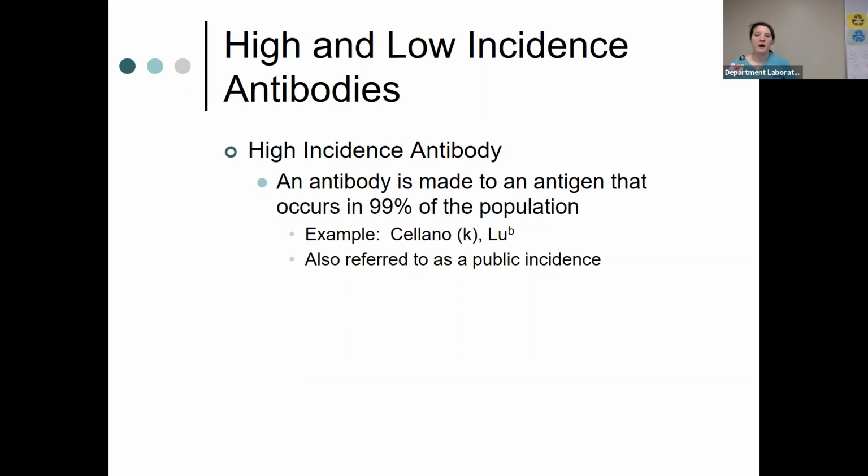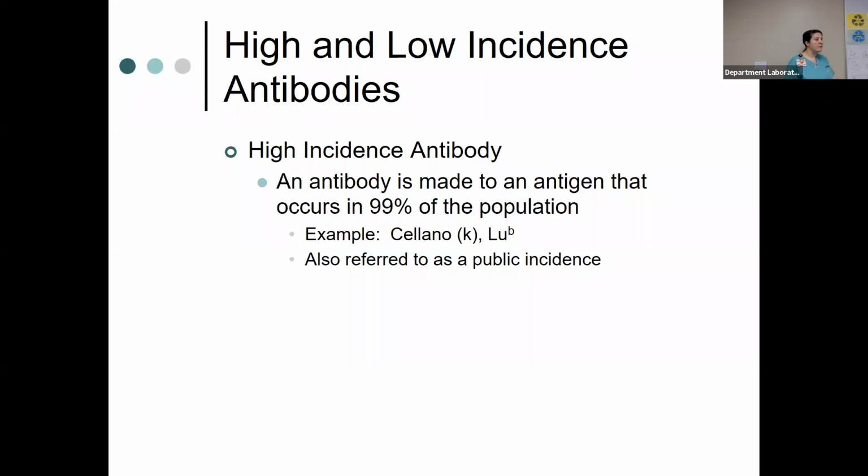All right, so let's think about if you have high and low incidence antibodies. And think about another word for incidence is frequency, right? So if you have a high frequency antibody, that means that an antibody is made to an antigen that the majority of the population has. It's a public antigen, and it's an antibody to a public antigen, okay? An example of that would be Cellano, right? 99.9% of the population is positive for little k. Another example is Lutheran B, all right? The majority of the population is going to be positive for little b.